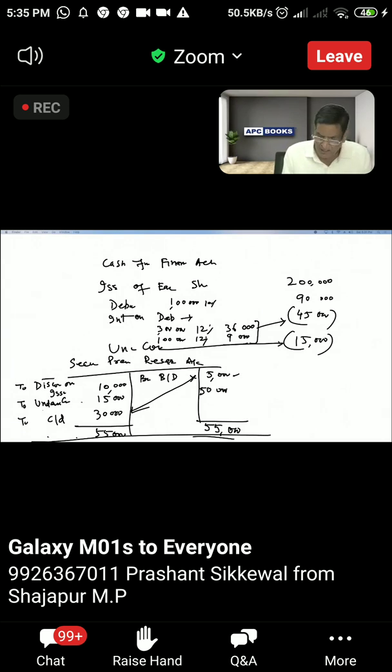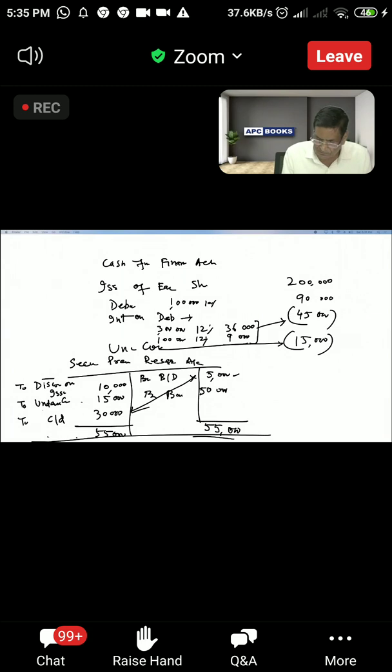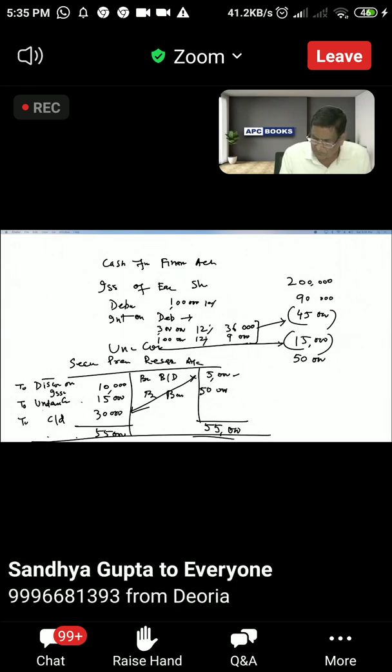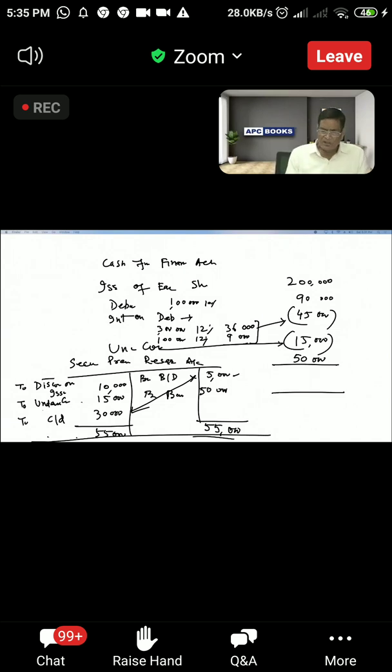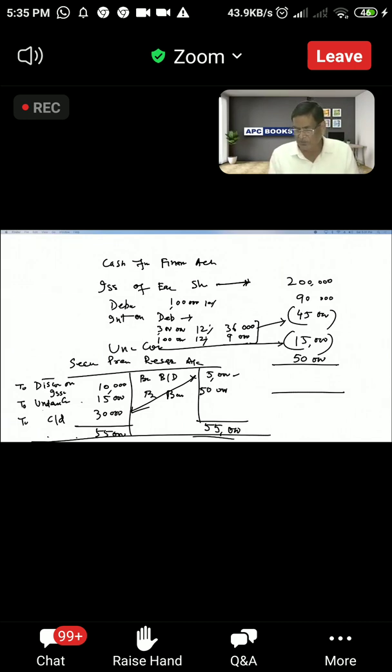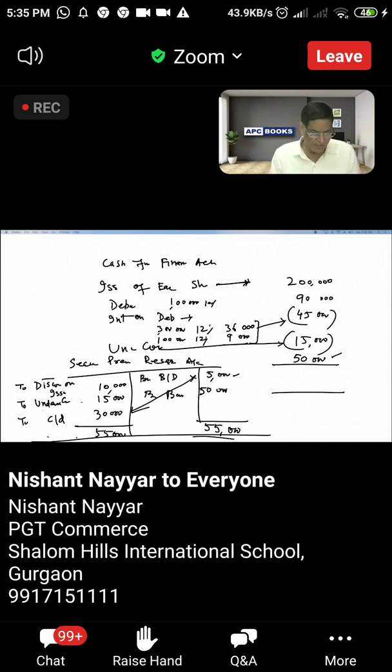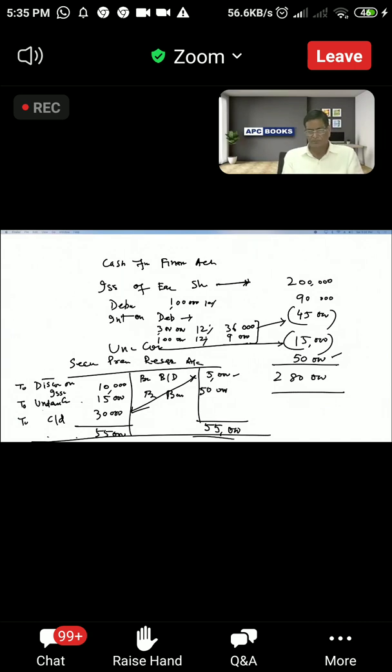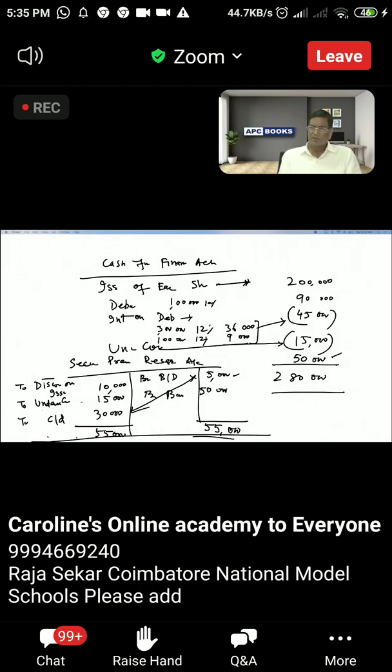Shares were issued by bank 50,000. In these questions, issue of shares, rupees 2 lakh shares were issued. They were issued at premium. How much premium? Those shares were issued at a premium of 50,000. So this 50,000 will be added from cash from financing activities, and the net result is rupees 2 lakh 80,000. So that is cash from financing activities. I think you have got it.